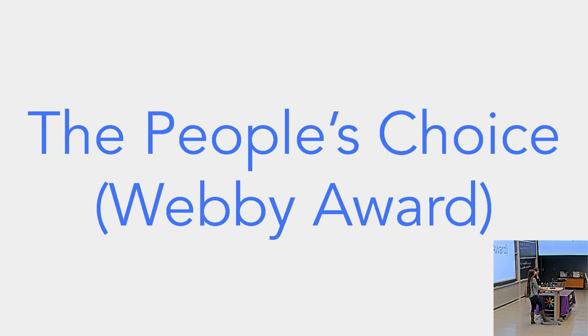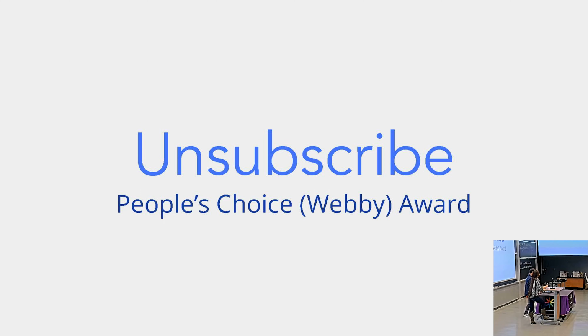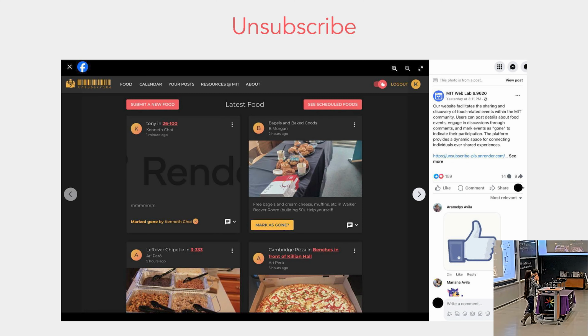All right, so our next award goes to the People's Choice. This Webby Award was, as you guys know, all the websites were posted on Facebook, and the website that received the most votes won this award. So the Webby Award goes to, with 159 votes, Unsubscribe. Unsubscribe was a website where it displays all of the free food dorm spam, and it also allows you to post free food, and it automatically sends the email to the free food dorm spam also.